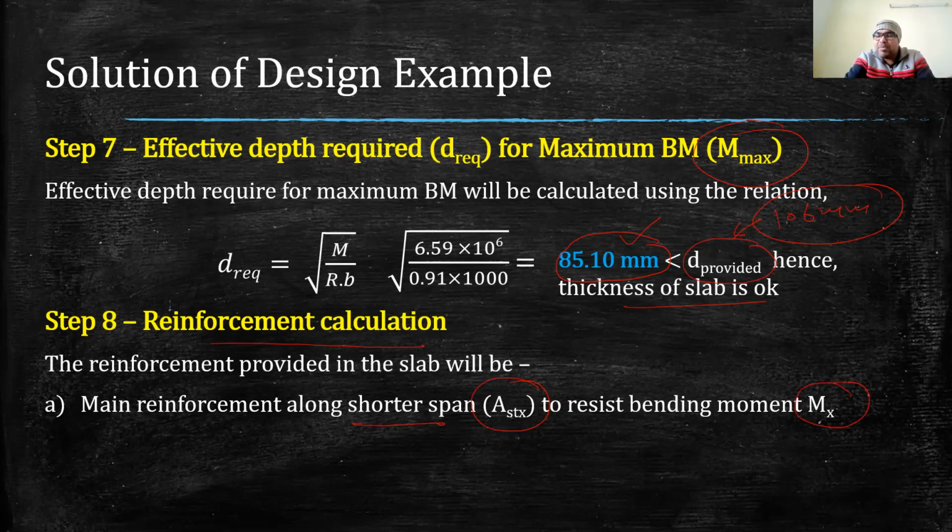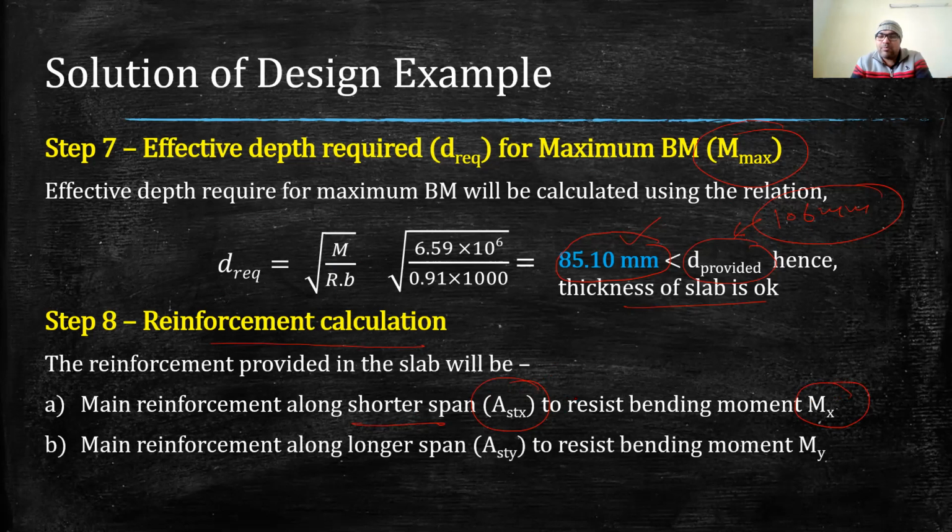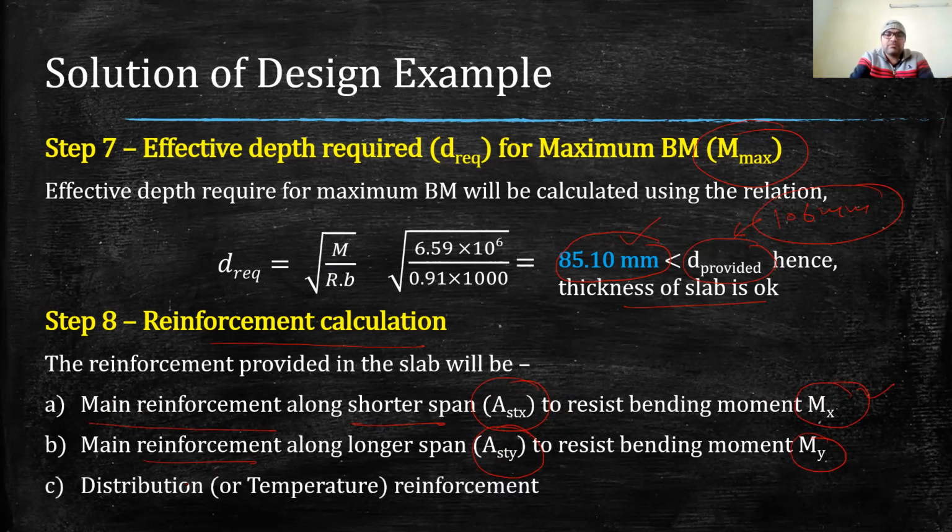Similarly, in the slab, bending moment My is also existing. So to resist that My bending moment, we will calculate the area of steel along the Y direction also. So the reinforcement to resist Mx and My will be treated as the main reinforcement. Now, beside these two reinforcements, we will also provide the temperature or distribution reinforcement. So basically in the reinforcement calculation, we will be designing main reinforcement for shorter and longer span, and also calculating the distribution reinforcement.